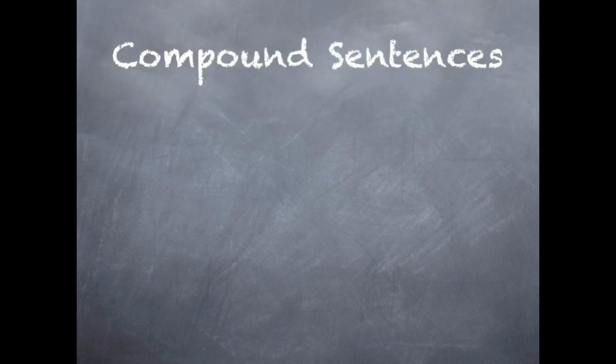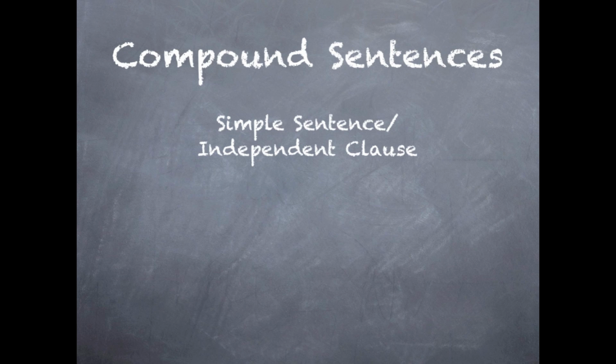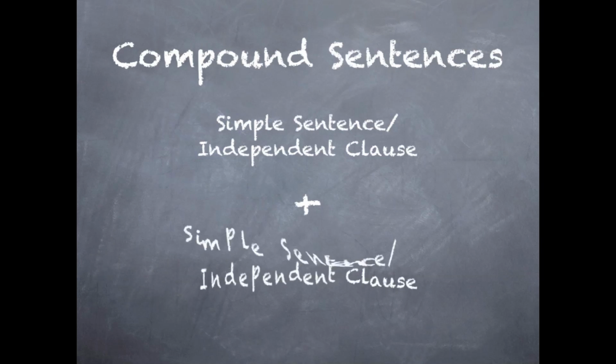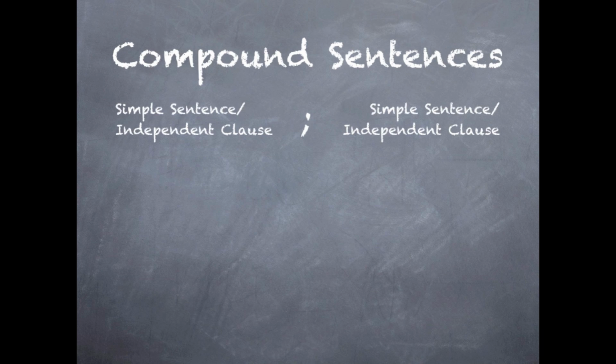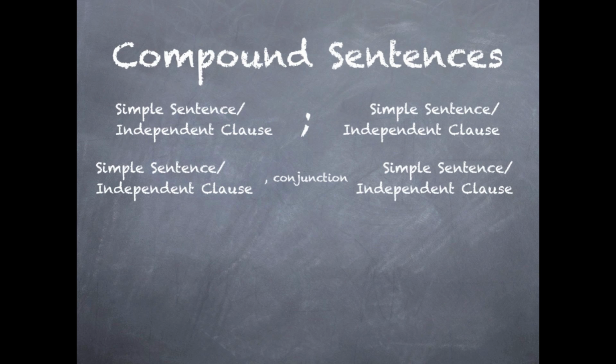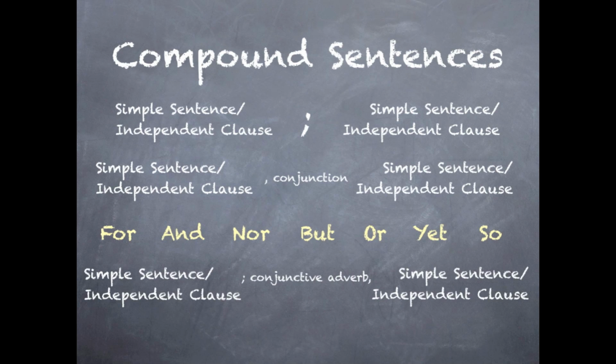Another type of sentence is a compound sentence. These sentences are essentially two simple sentences or independent clauses added together with a semicolon, comma, and conjunction, which is a connecting word such as for, and, nor, but, or, yet, so, or semicolon, conjunctive adverb, comma. Conjunctive adverbs are words such as however, therefore, instead.